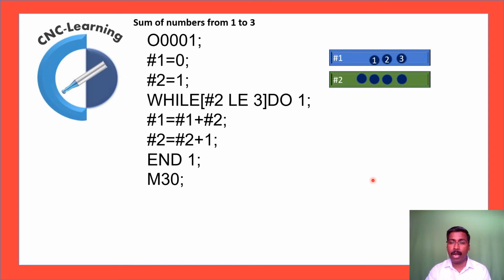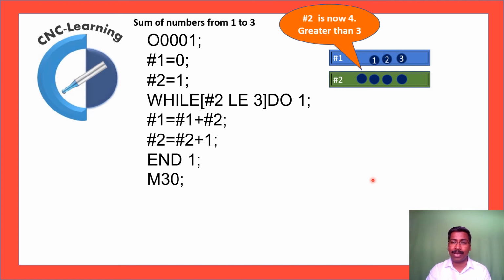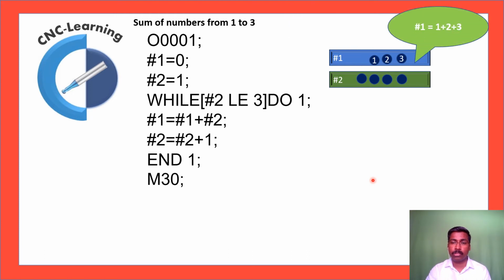Now again coming back and again validating. Is hash 2 less than or equal to 3? Now it is not less than or equal to 3. It is more than 3. Now it is 4. So the loop is getting closed here. Hash 2 is now 4, which is greater than 3. So this statement is finished.